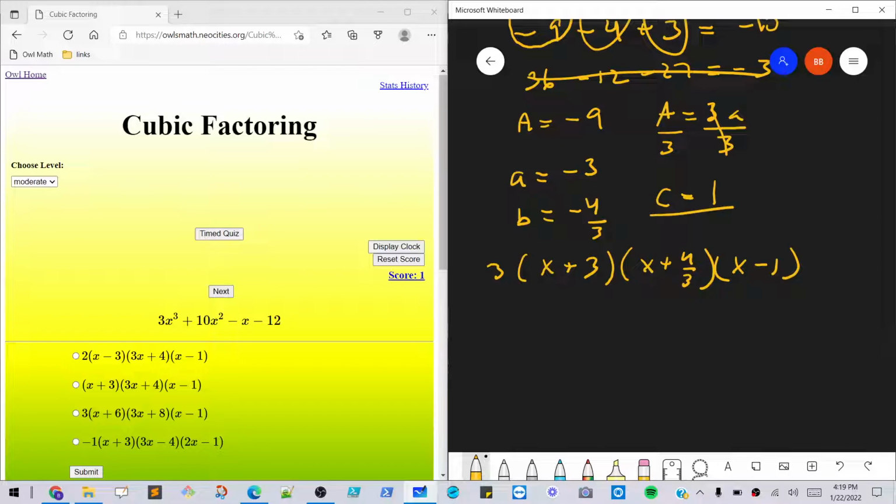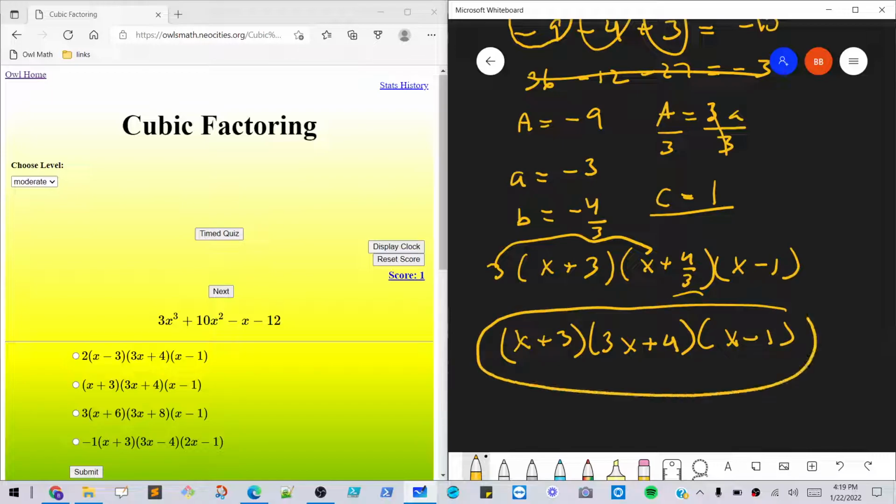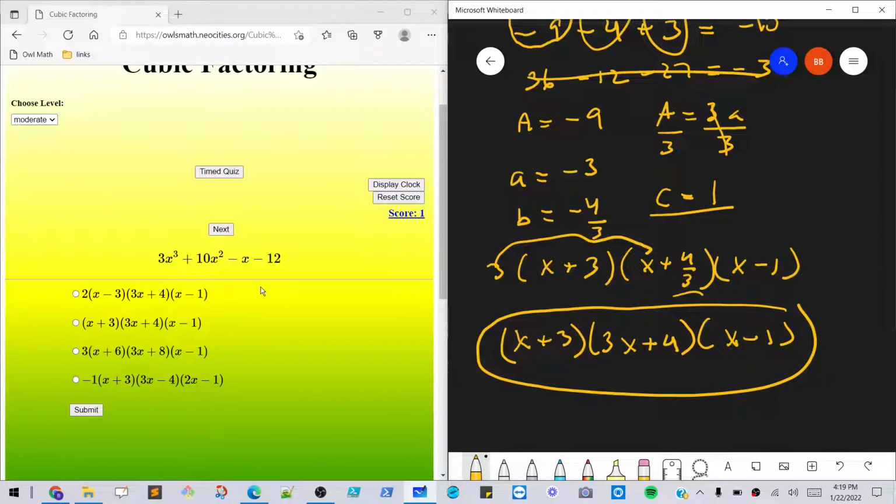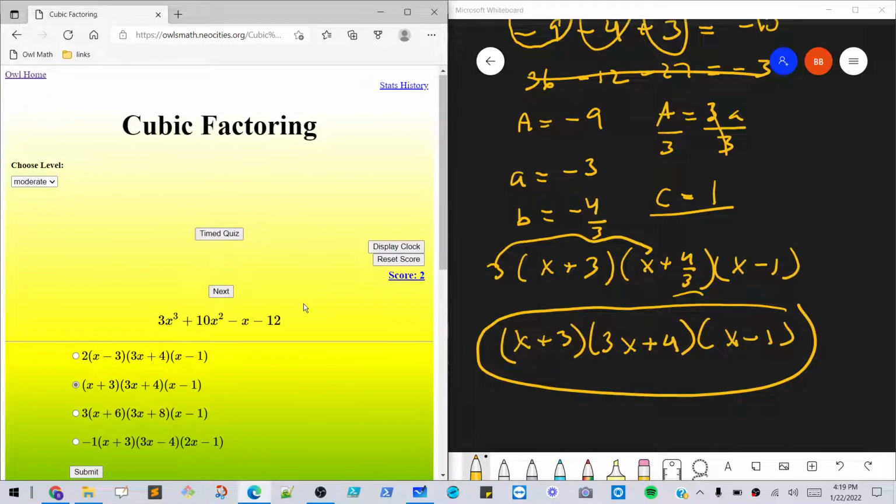And then I like to, you don't have to do this, but I like to distribute just to get rid of any fractions. So for the final answer, we're going to have x plus 3 times 3x plus 4 times x minus 1. Let's just check the answer over here in the quiz. So this one. That's correct.